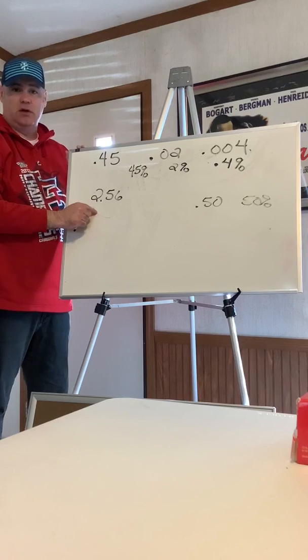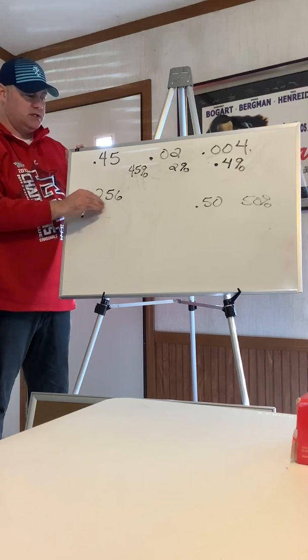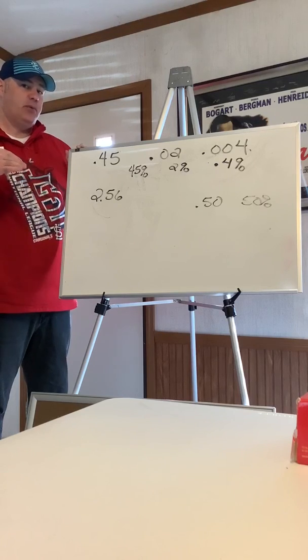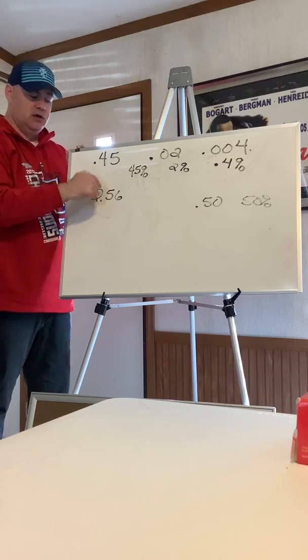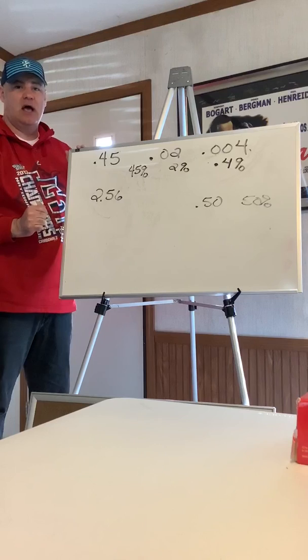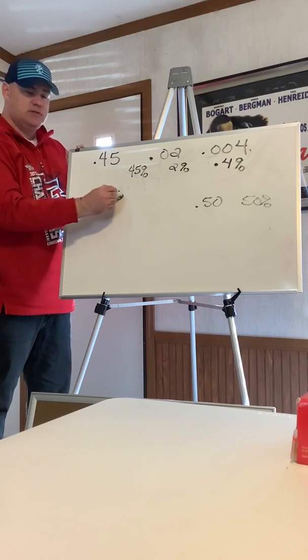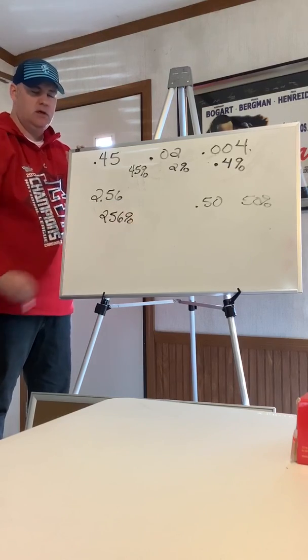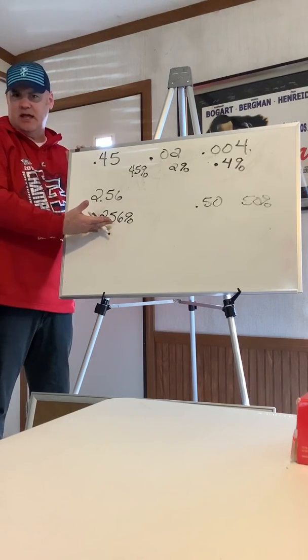Same thing with this one. You go, well, there's a decimal already in it. Well, we need to make this a percent. So we are still going to move the decimal 2 times to the right. So 2 times to the right makes this 256%. You say, is that possible? Is it possible to have that big of a percent?